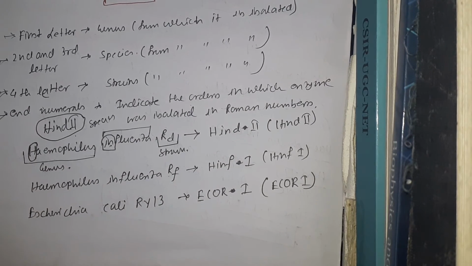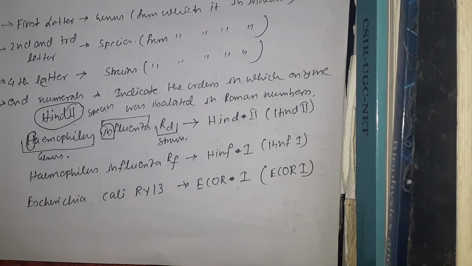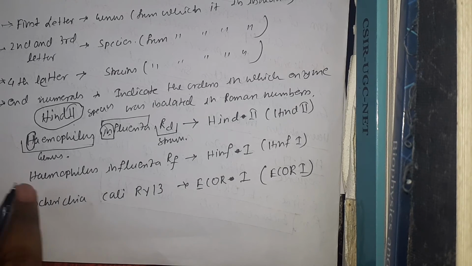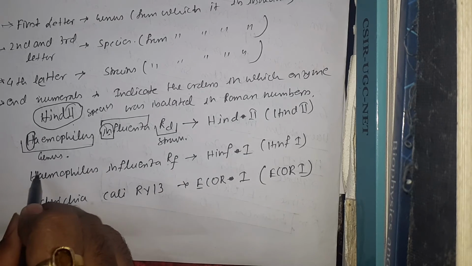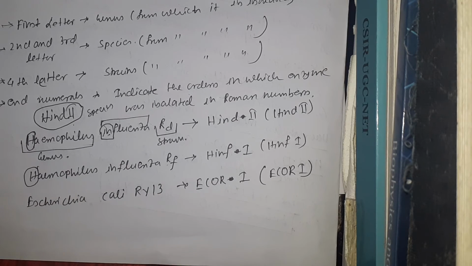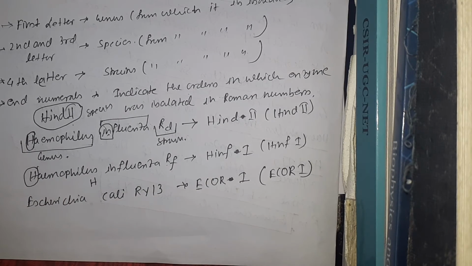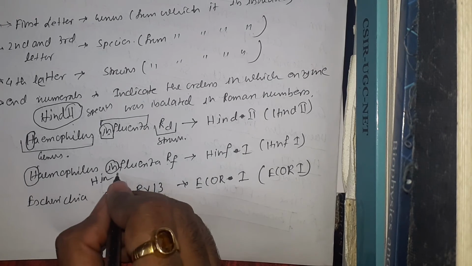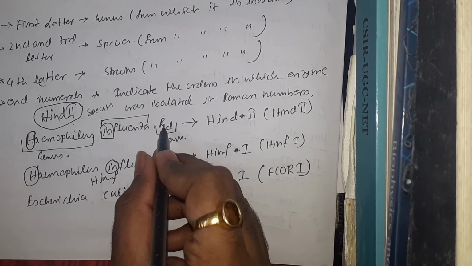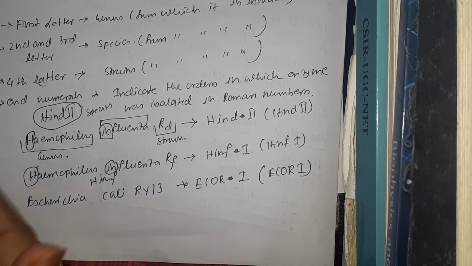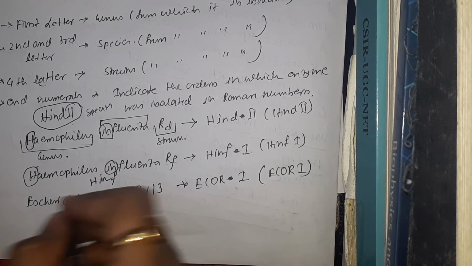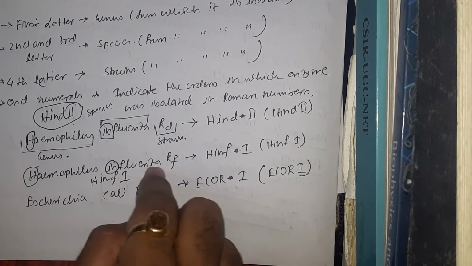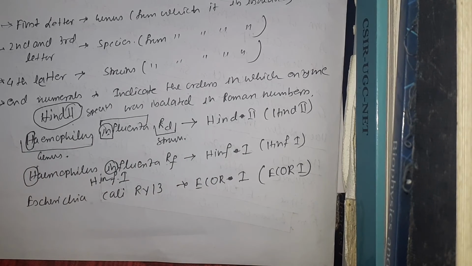So by following those rules, let's try to name a restriction endonuclease isolated from Haemophilus influenzae Rf. We need to pick out H for our first word, which tells us about the genus. Then we will pick IN for indicating the species. Then we will pick F, as there is R and there is R, so for avoiding confusion, we will take F. Then we will take 1, because the restriction endonuclease isolated from that particular bacterium was the first one.